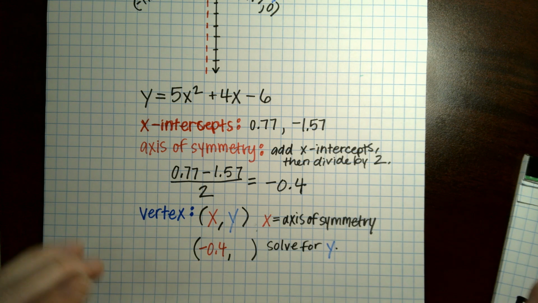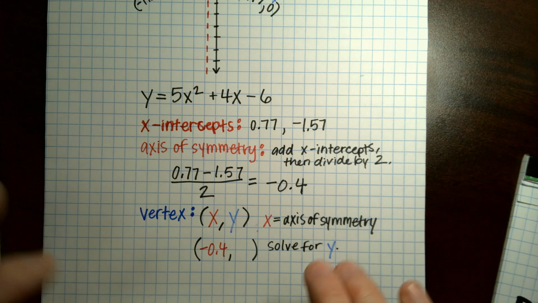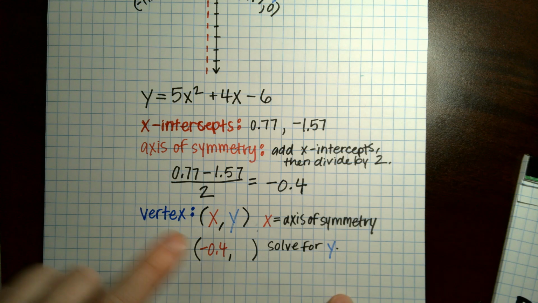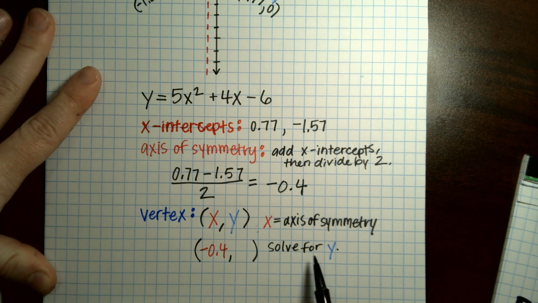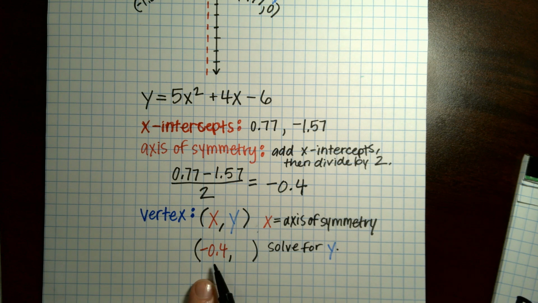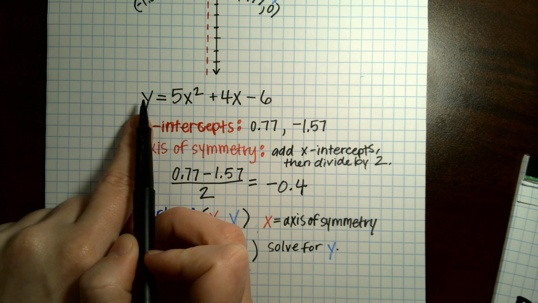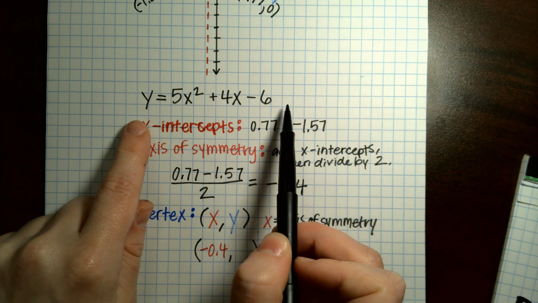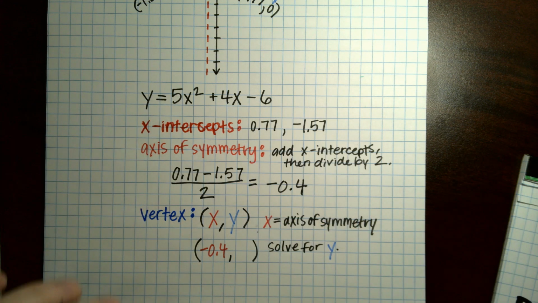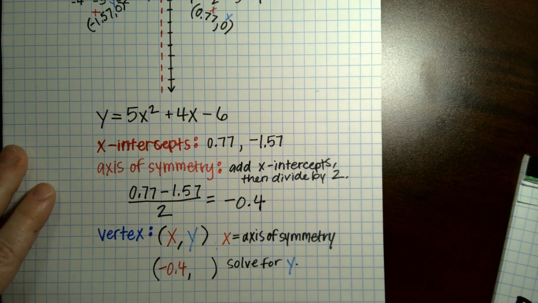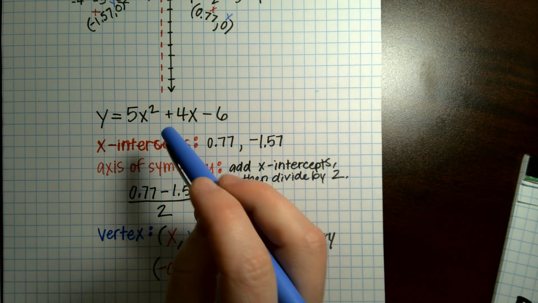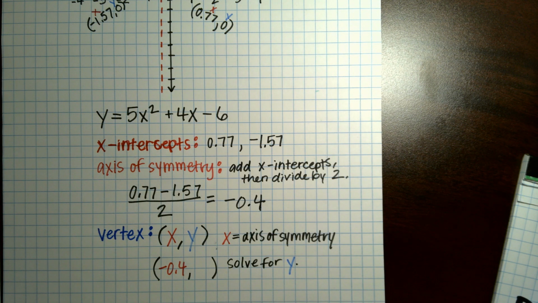All right, has everybody got all this to this point here? Okay, so whenever we want to solve for a variable that we don't know, we're going to use the values that we do know. We do know x. We know that x is negative 0.4. And we know that y equals 5x squared plus 4x minus 6. So, yeah, that's our original equation. So we can put negative 0.4 and replace it with any time we see the letter x.